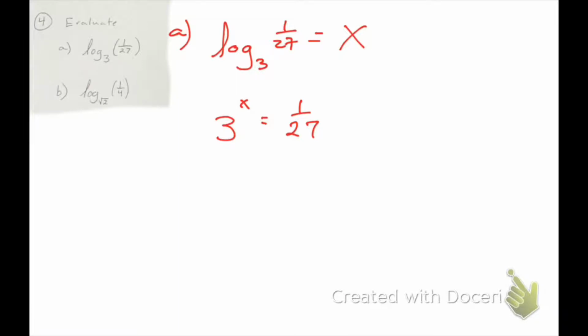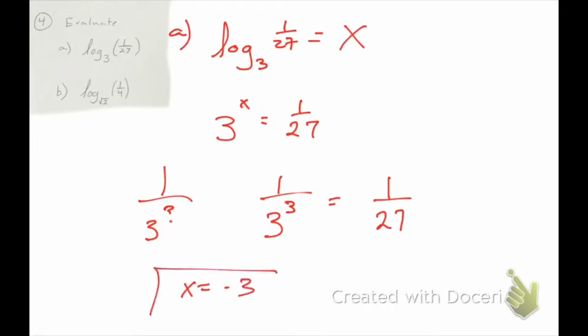So quickly we can say that I have to flip the 3 to the bottom because I need 1 over 27. And 3 to what power equals 27? Well, 1 over 3 to the power 3 equals 27. So mentally we can figure this out, that x has to be equal to -3. The negative flips it, 3 cubed is 27. So that's how you can figure out mentally just using our mental math.